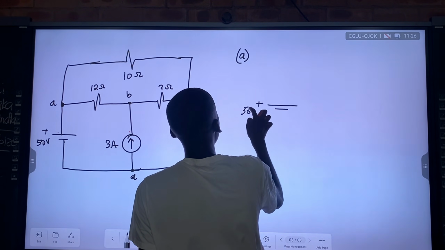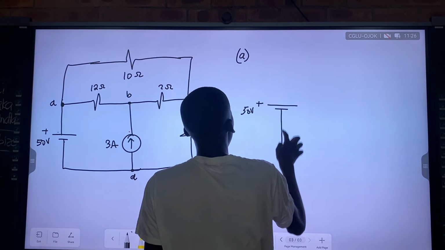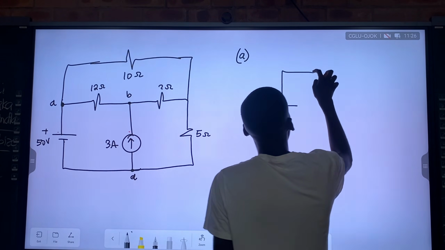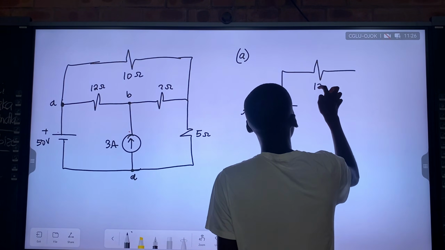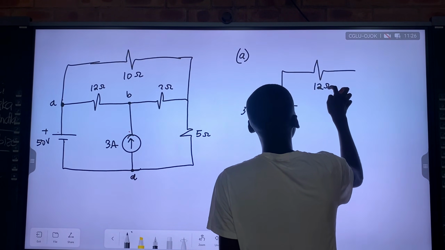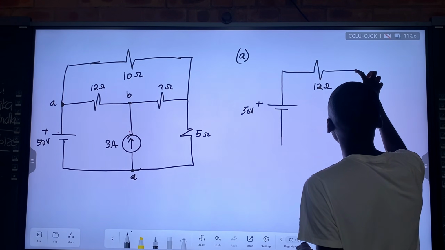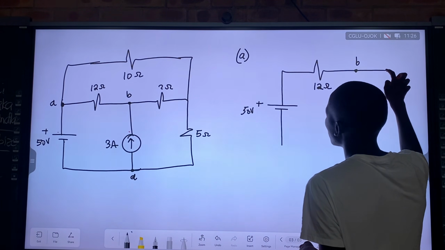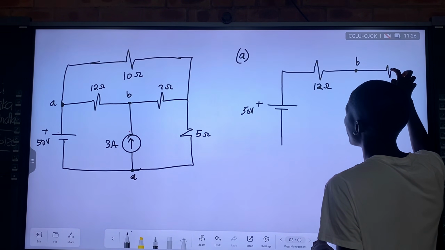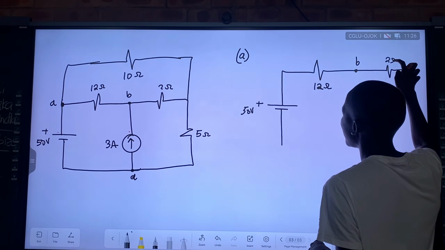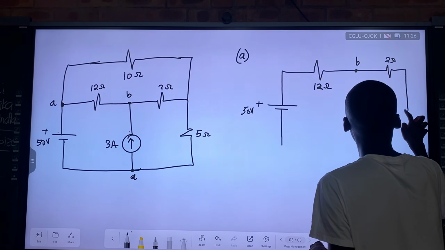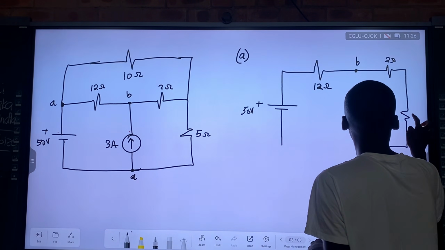So this is my 50 volts power source there, and then my resistors are not affected by this because this is all constant due to these linear relationships. And then lana, I'm going to have 2 ohms is still there. And then lana, I'm going to have 5 ohms is still there.